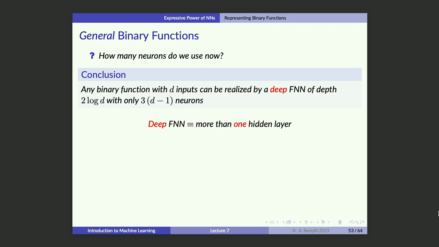So if you have no questions, do you see any gain here? Do we have any gain as compared to the shallow network we had initially? What is the gain? How many neurons do we need now? 3 times d minus 1, right? How many neurons did we need when we had only one single hidden layer? 2 to the power d minus 1, right?